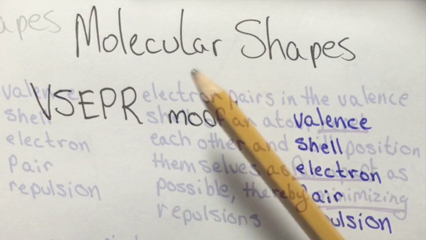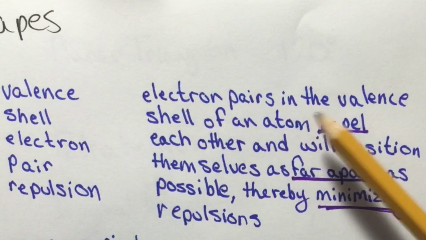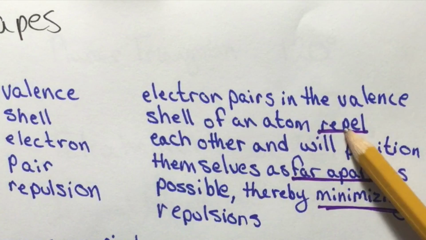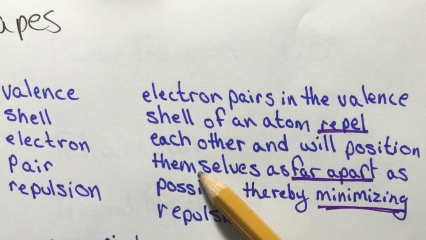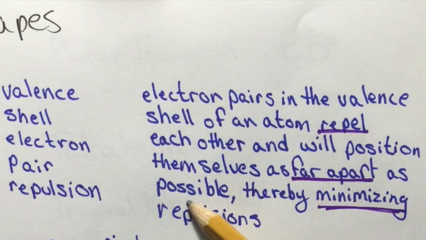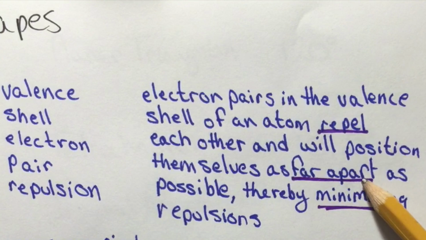So a formal definition of the VSEPR model or theory is that electron pairs in the valence shell of an atom repel, just like two negatives. They repel each other and will position themselves as far apart as possible, thereby minimizing repulsions. There are three parts we want to get there. That our electron pairs are repelling, they're moving each other as far apart, and the reason they're moving as far apart as possible is because that minimizes repulsion.